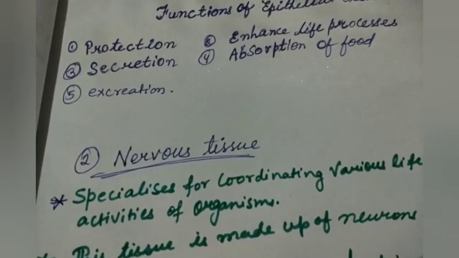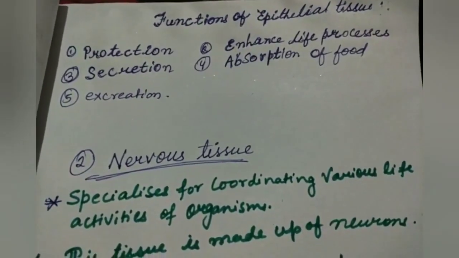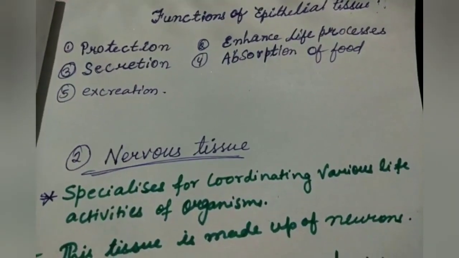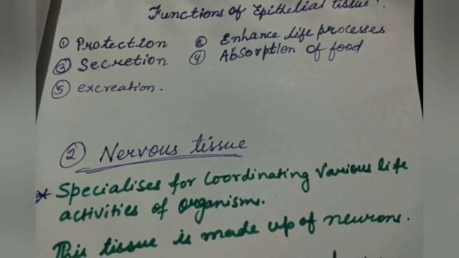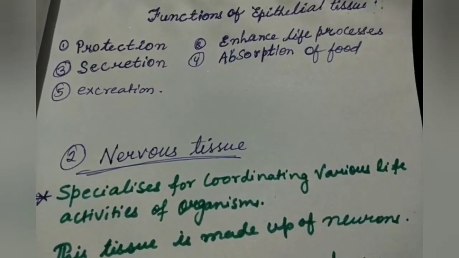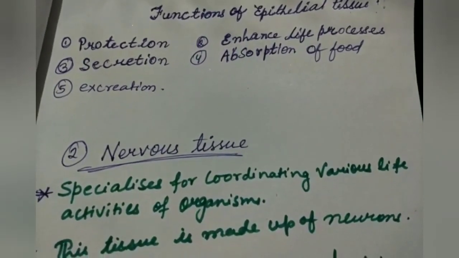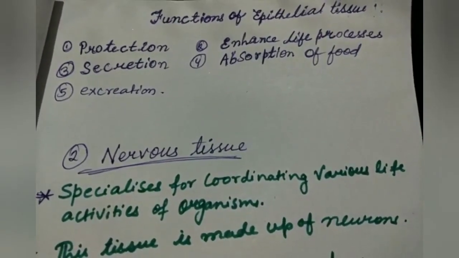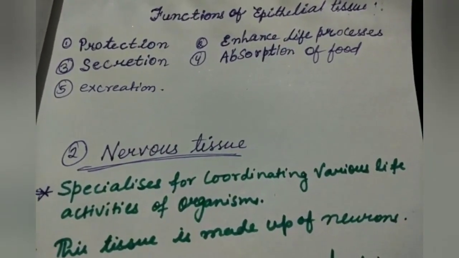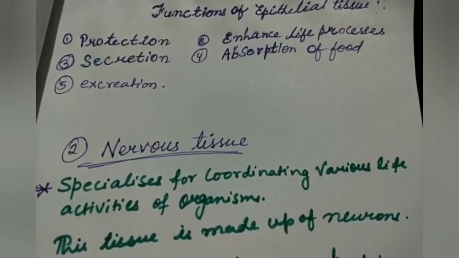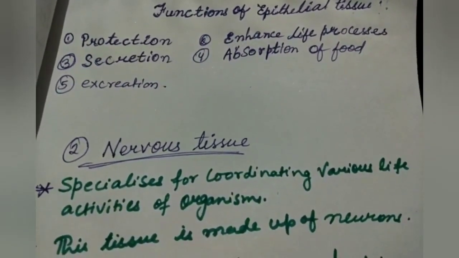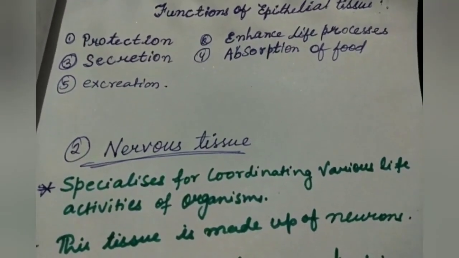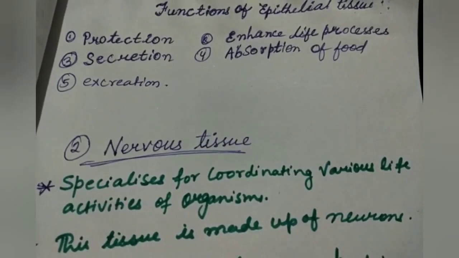Now let's move on to functions of epithelial tissue. The first one is protection. As the epithelial tissue forms the outer covering of the body and internal lining of the organ, it protects the body from germs, etc. Second is enhances the life processes, as they secrete enzymes and hormones in salivary glands and gastric glands, so they aid in the life processes.